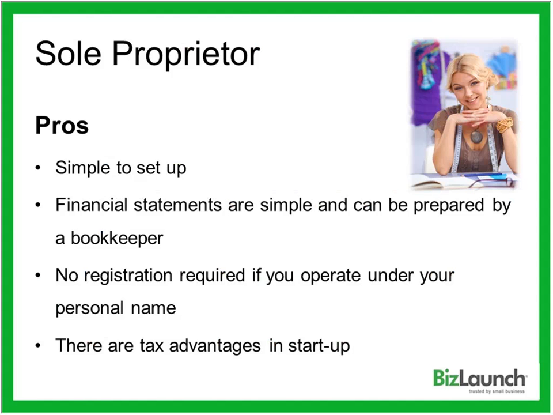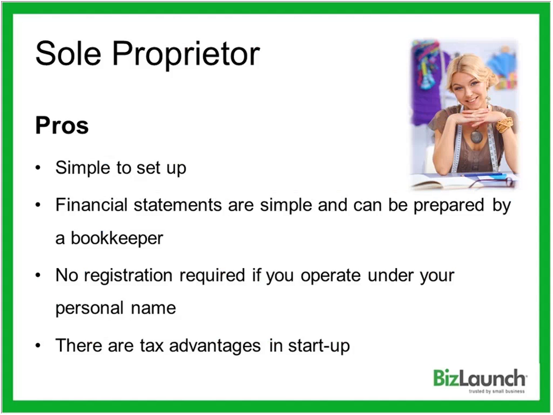All right, so let us go through the different structures that you have. The first one is a sole proprietor. So sole proprietor is the way the majority of people start their own businesses. Okay, so the majority of people will start off as a sole proprietor, and that's okay. And remember that you can change from being a sole proprietor to a corporation. It's really not that complicated.